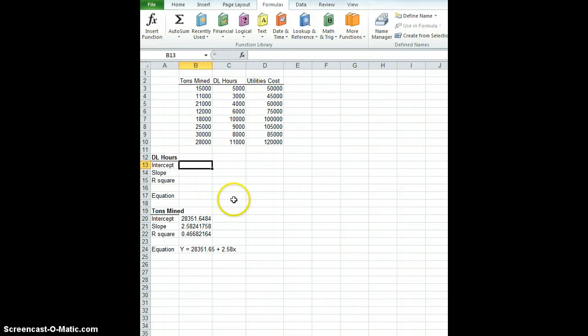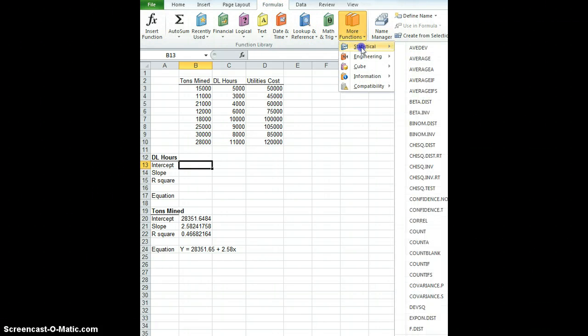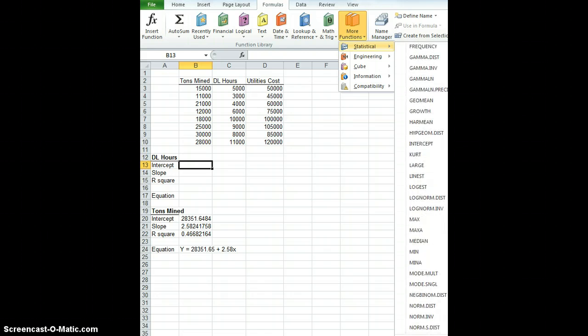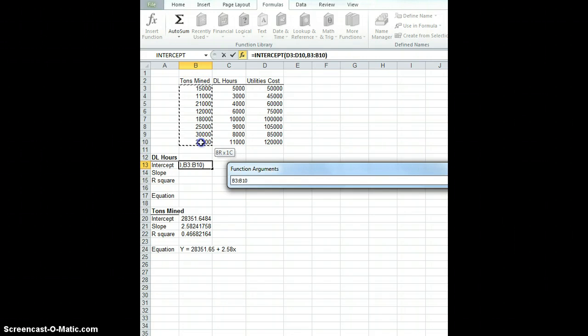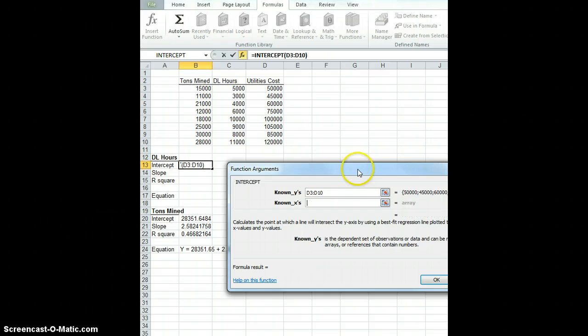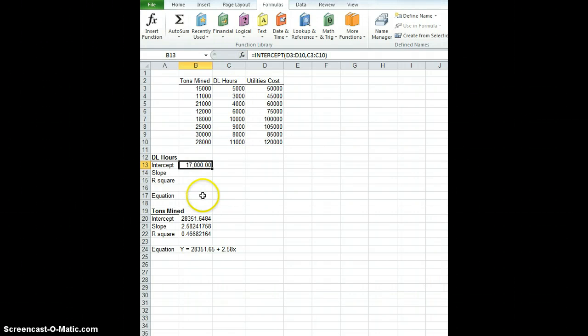Alright, let's do the same thing for direct labor hours. Once again, we're going to go to Formulas, Statistical, and scroll down to Intercept. Our Y's, once again, are utility costs, because that is the dependent variable. The X's are going to be, oh, made a mistake there, I just backspace. Direct labor hours is going to be our X. Click OK. We have $17,000 even as the fixed cost.